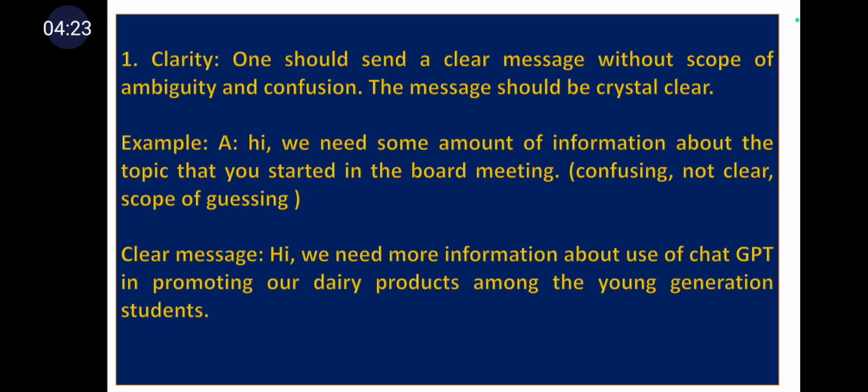So the person is not clear about what he or she expects. The clear message anybody would understand and appreciate is, hi, we need information about use of ChatGPT, being very, very specific, particular in promoting ChatGPT. Obviously use of ChatGPT is expected, but in which area? In promoting our dairy products among the young generation students. So this is a very, very crystal clear message, a focused message, and whoever receives this message will act accordingly. There is no scope of ambiguity or confusion.